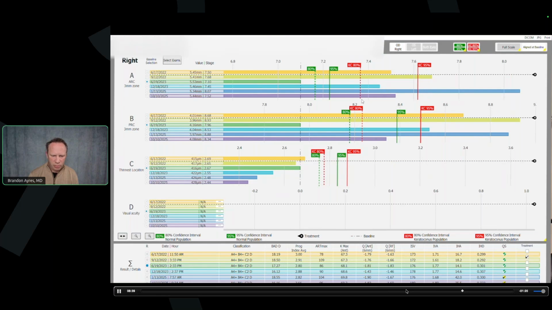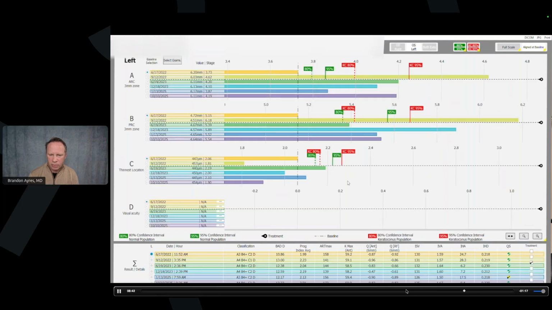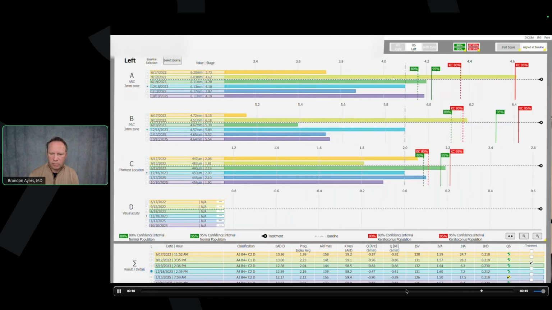The left eye was cross-linked in October of 22. So here is our cross-linking on the screen, and we're going to pick a new reference point for him after that. So October, let's do like December of 23. And it looks like now after his cross-linking with a new reference point, he's staying relatively stable in the right eye.